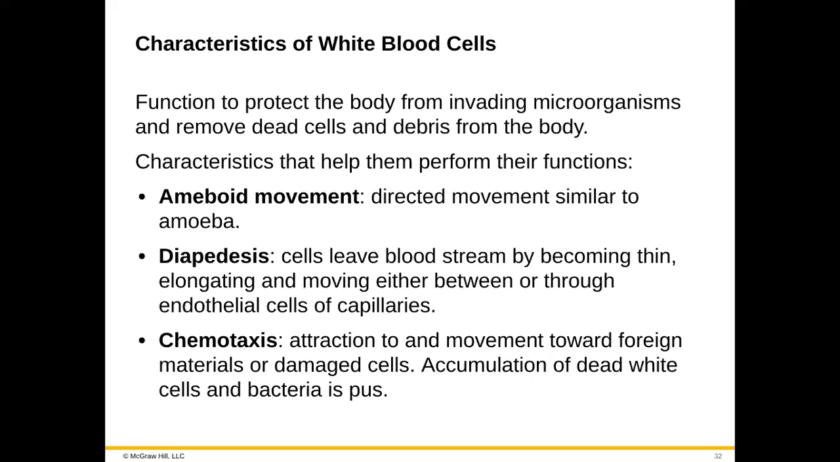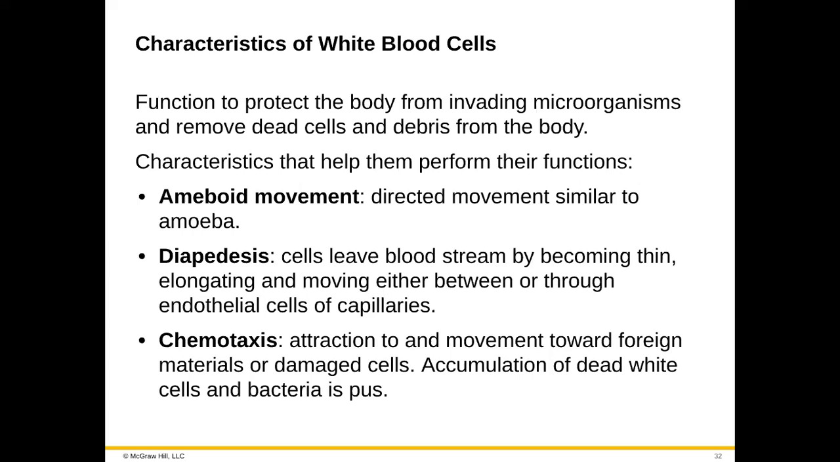Amoeboid movement. This is a directed movement that's similar to an amoeba if you've taken Bio 1. Diapedesis, this is when cells can leave the bloodstream by becoming extremely thin. They kind of squeeze down. They can elongate, become really long, and they can move between or through the endothelial cells of capillary beds because they have to be able to get from the bloodstream into tissues, and they do this via diapedesis.